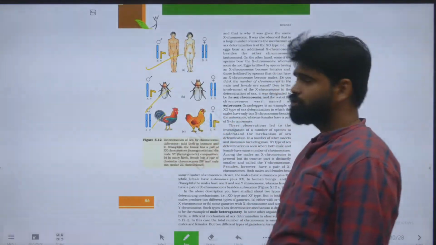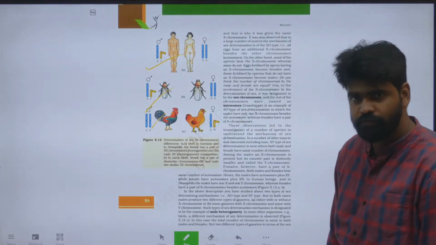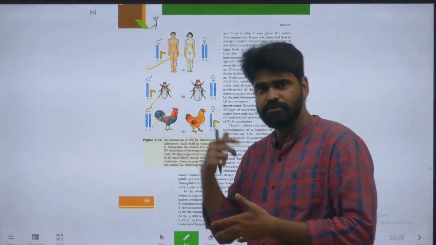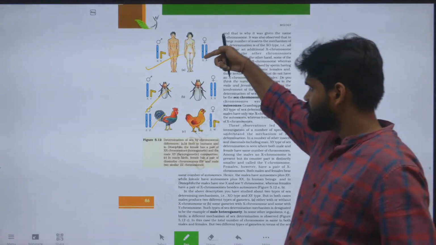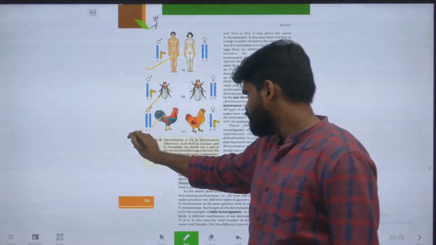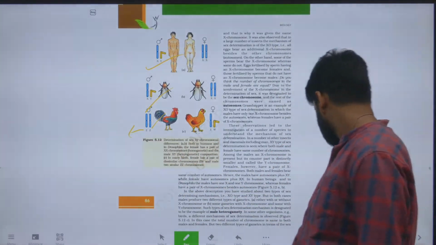Here, three individuals are given with XO and XY, right? So XO means in insect case, XY means we are talking about some other individuals. So here we have XY, XY, and here we have female heterogamety, right? ZW and ZZ.